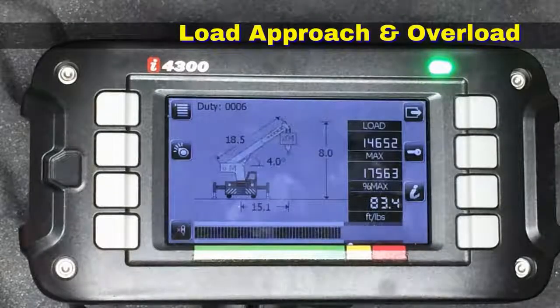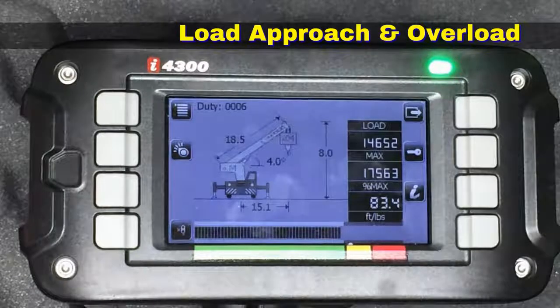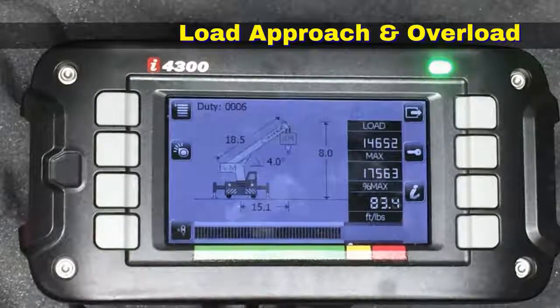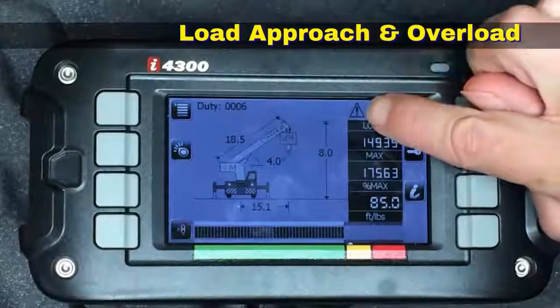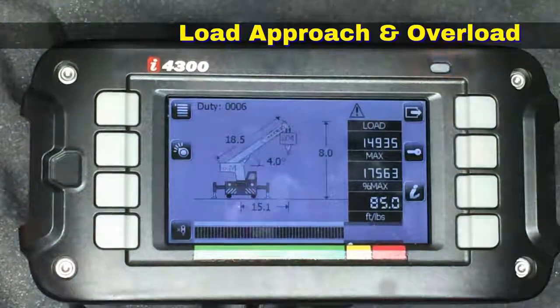At 83% of the capacity, we still have a green light indication. When we get to approximately 85%, the system should start beeping at us. Okay, we now have 85%, and the system is giving us a flashing yellow light, and we have a little symbol which shows up here, which is a caution symbol. Basically it says, you're picking up a lot of weight.